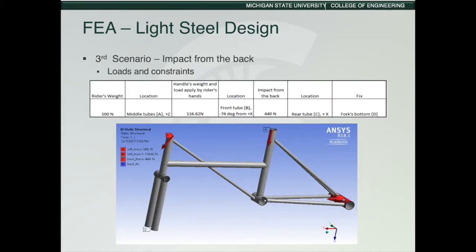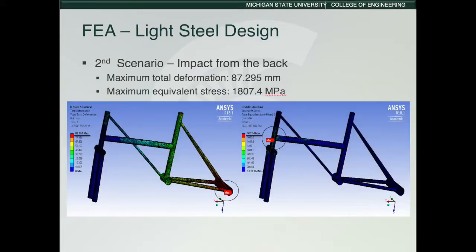For back impact, we assumed a car hits the bike and applies 440 newtons on the back tube, and we fix the frontal tubes. After doing analysis, the maximum deformation is here, which is 87 millimeters, and for stress, the maximum is here, which is 1800 megapascal.